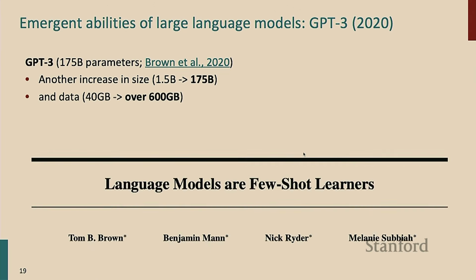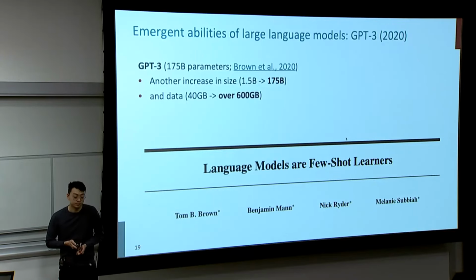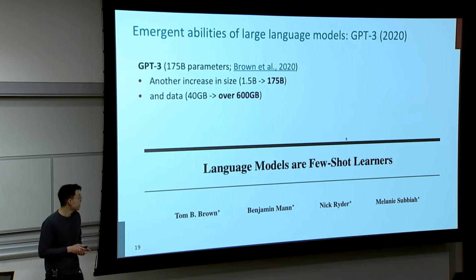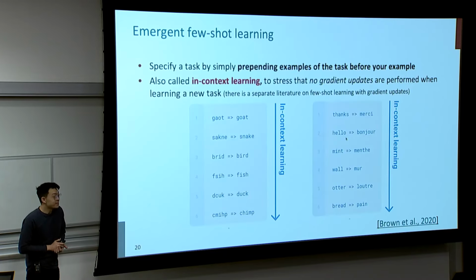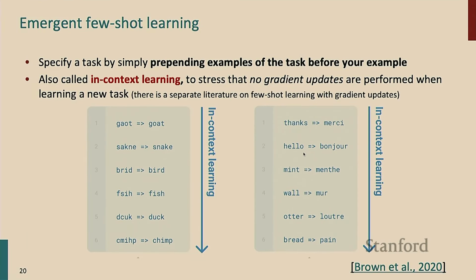Okay, so what does this buy you? This paper's title was "Language Models Are Few-Shot Learners." So what does that mean? The key takeaway from GPT-3 was emergent few-shot learning. The idea here is, sure, GPT can still do zero-shot learning, but now you can specify a task by giving examples of the task before asking it to predict the example that you care about.